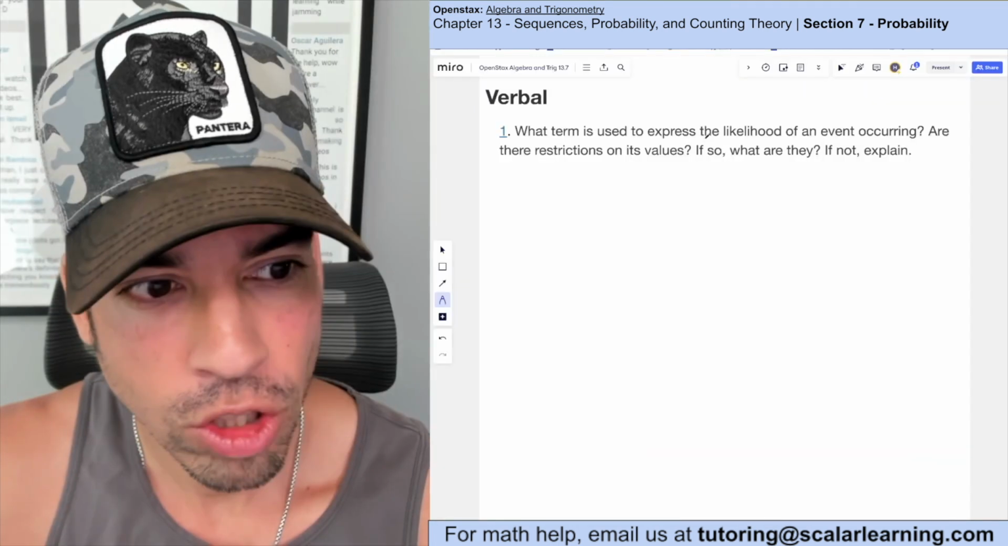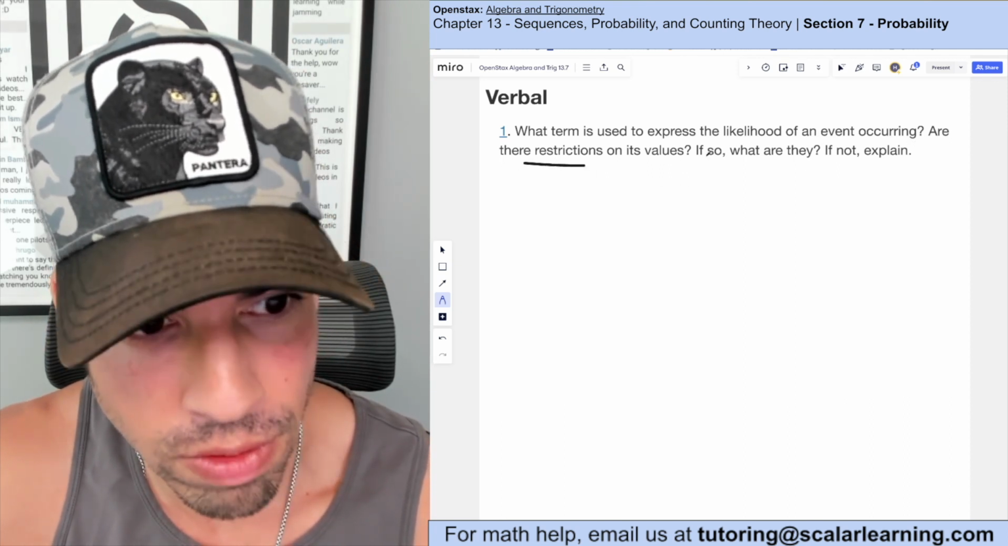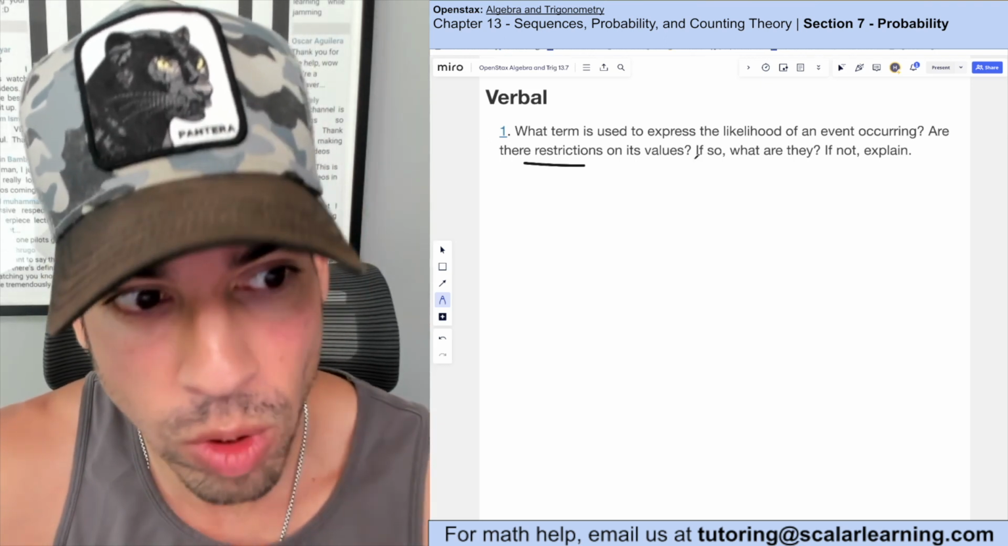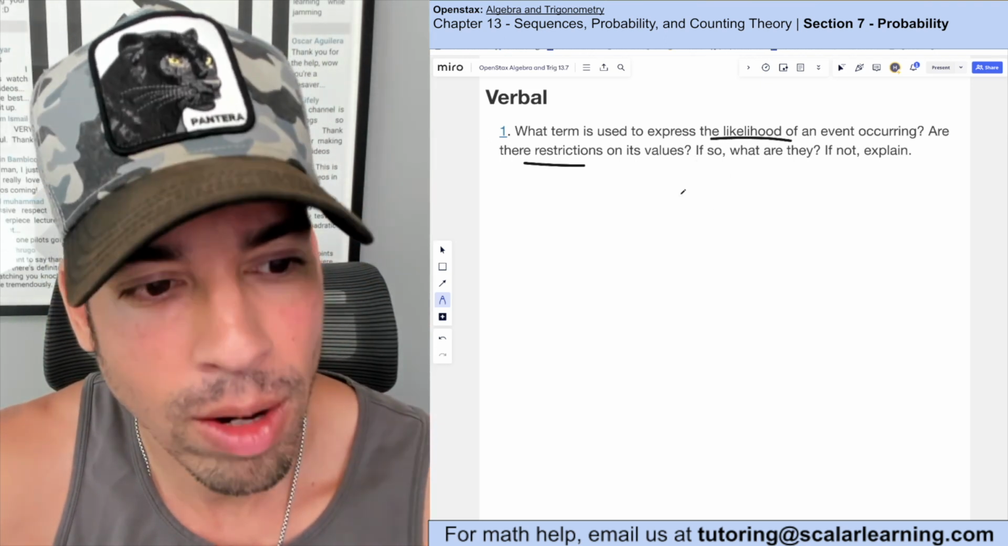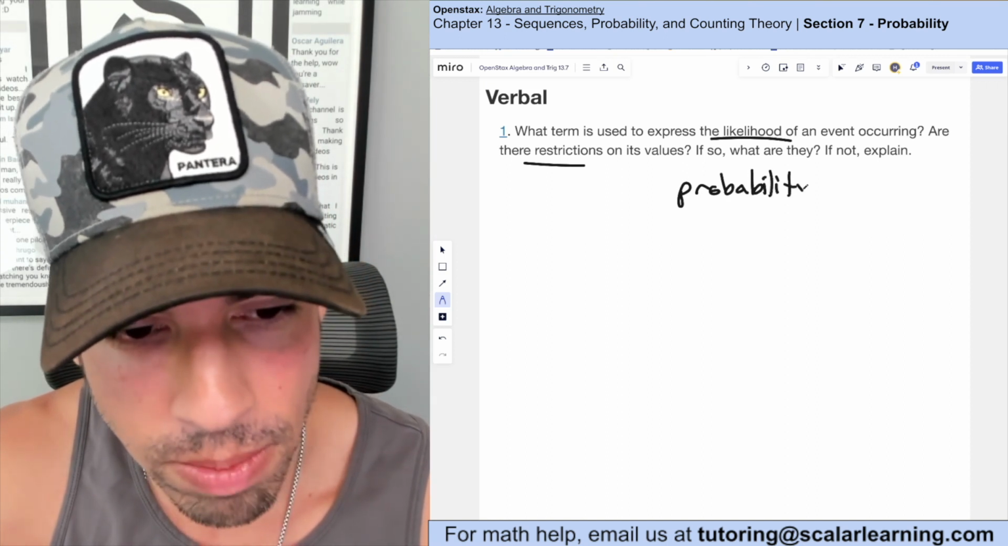Let's do it. What term is used to express the likelihood of an event occurring? Are there restrictions on its values? If so, what are they? If not, explain. So when I answer what term is used to express the likelihood, I would say probability, right? What is the probability that something is going to take place?